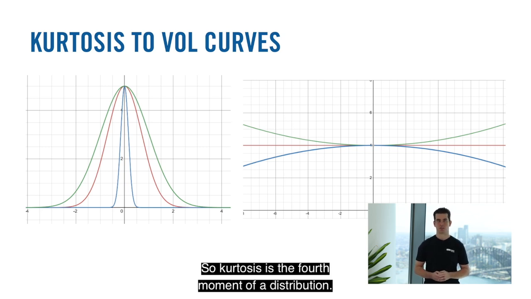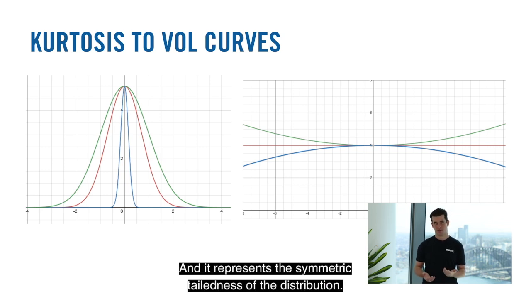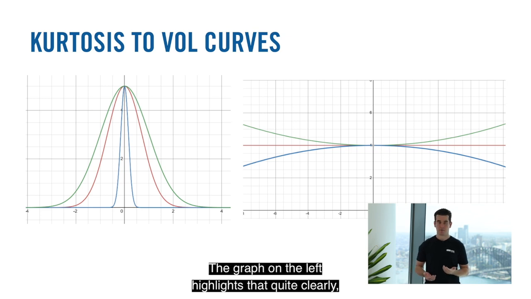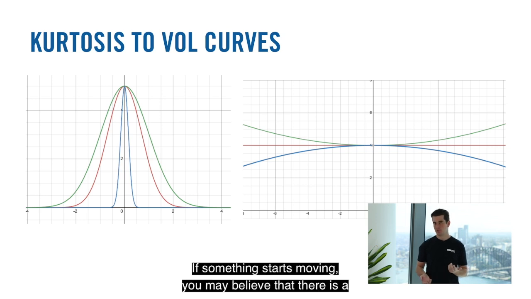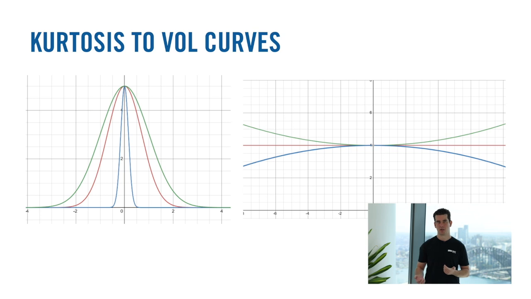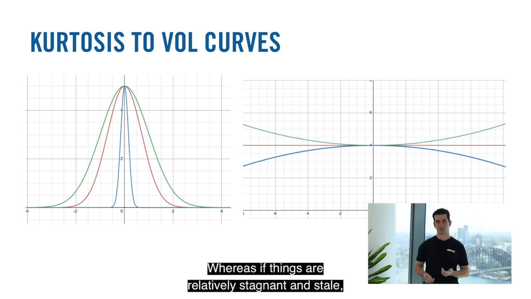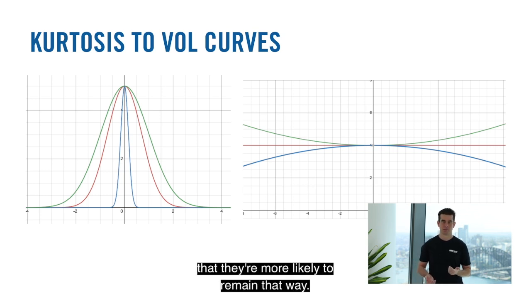What about kurtosis? Kurtosis is the fourth moment of a distribution, and it represents the symmetric tailedness of the distribution. The graph on the left highlights that quite clearly, with the red line being a normal Gaussian distribution, while the green line shows what happens if, conditional on any movement, we expect more explosive movement in the future. This is not an unintuitive property for a stock or equity to have. If something starts moving, you may believe that there is a reason for that movement, and so more movement will ensue in the future. Whereas if things are relatively stagnant and stale, they're more likely to remain that way.